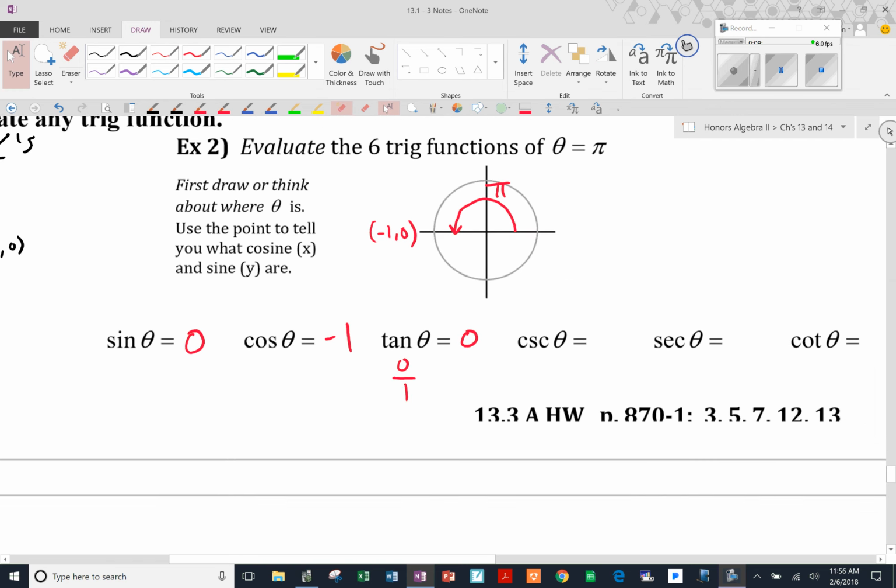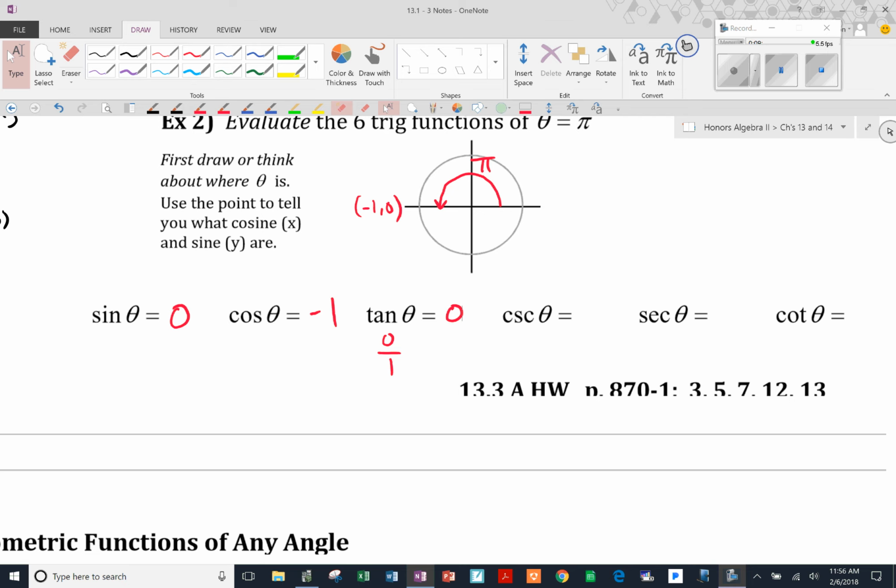How about cosecant? Cosecant is the reciprocal of which function? 1 over the sine, right? So I'm just going to write it's 1 over sine, which is 1 over 0. It's undefined. The cosecant of pi is undefined. Anytime you put 0 in the denominator, it's undefined. Or anytime you try to flip 0, it's undefined.